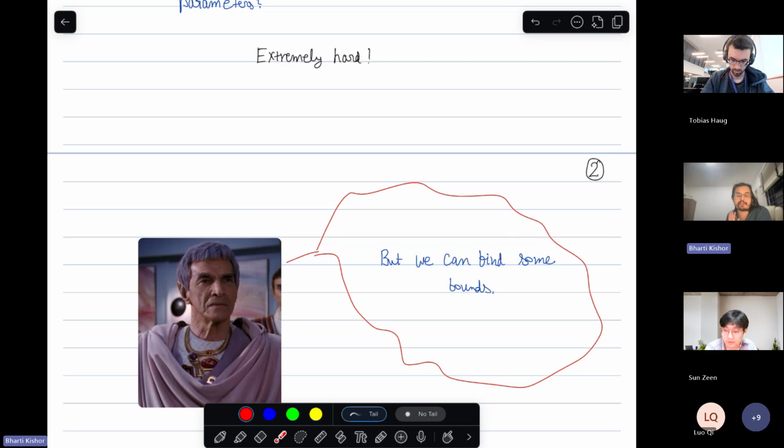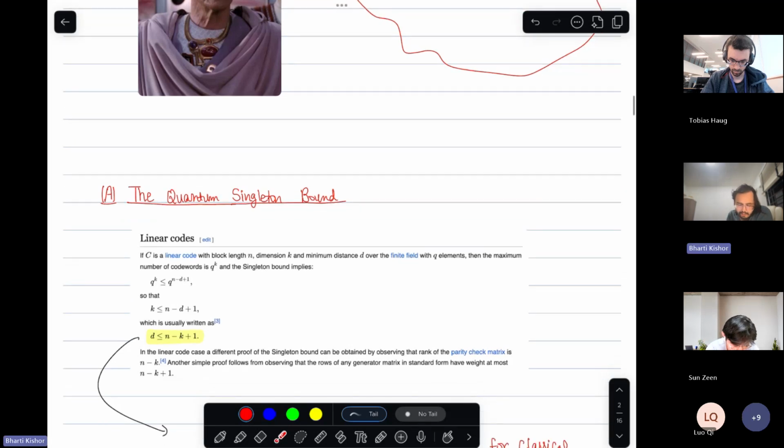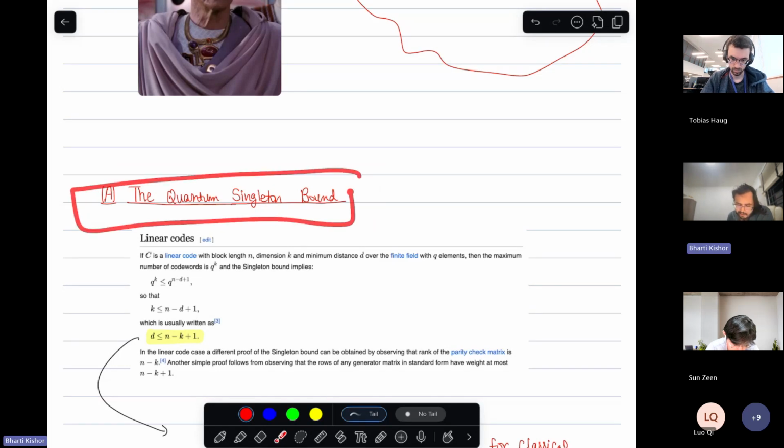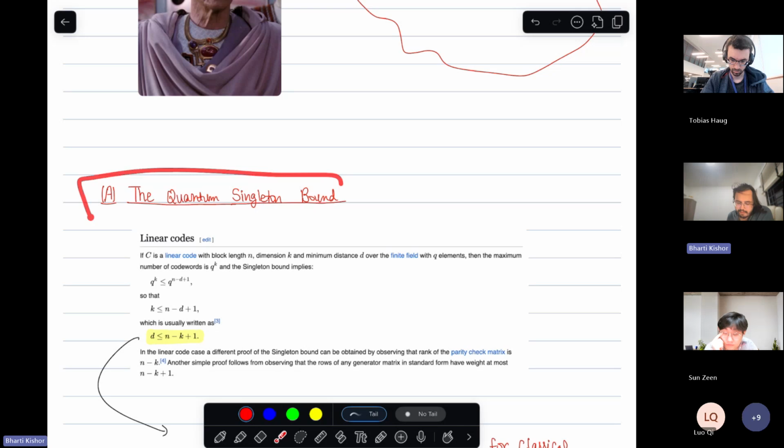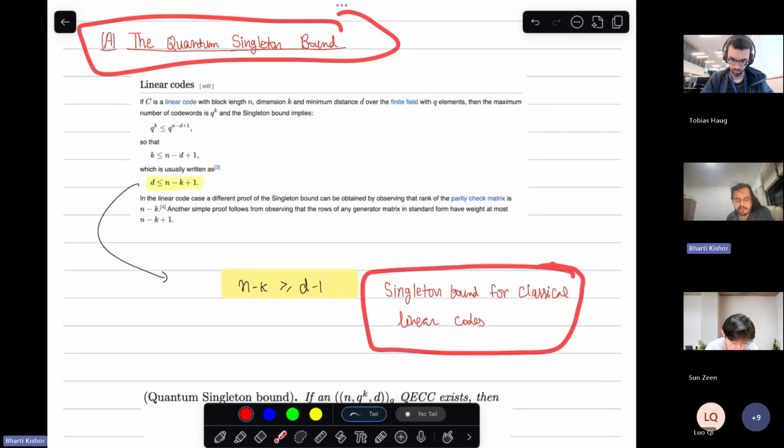If you have questions, please stop and ask at any point. If it's clear, it's okay. But the goal is not to cover everything, but to convey some of the ideas. The first bound that one can discuss is called the quantum Singleton bound. The quantum Singleton bound comes from the classical Singleton bound for classical codes.